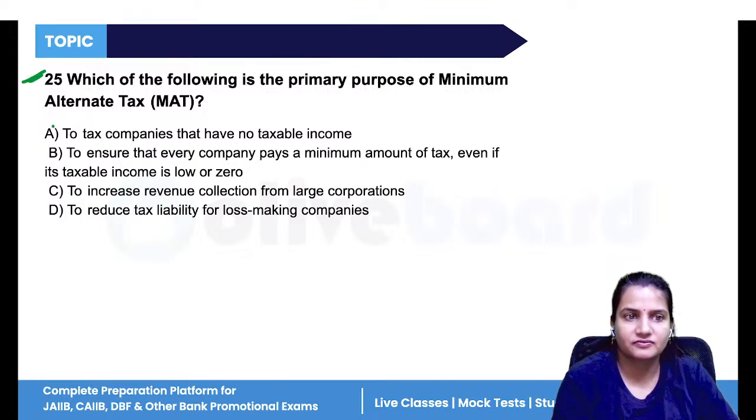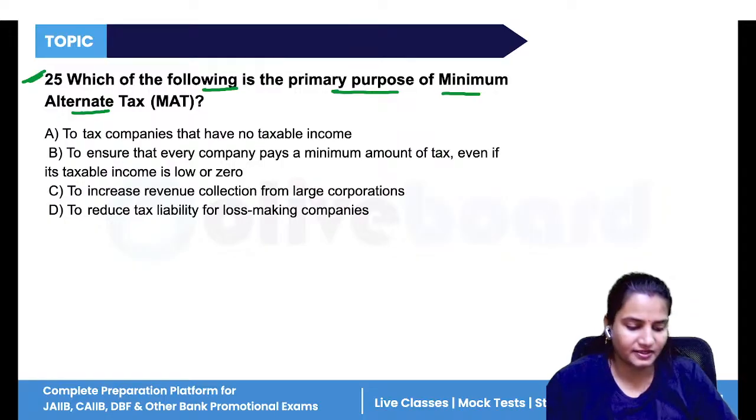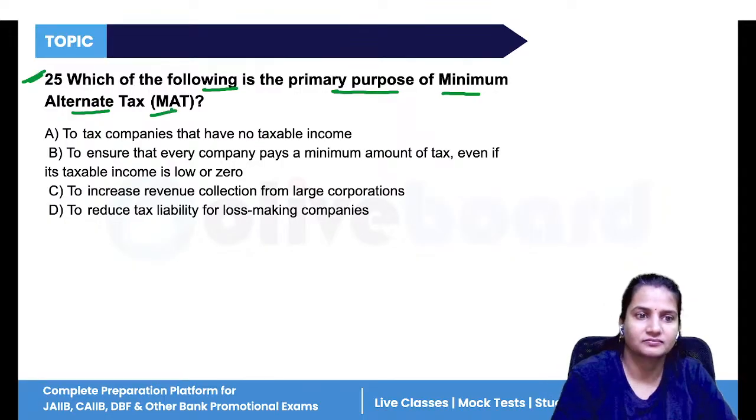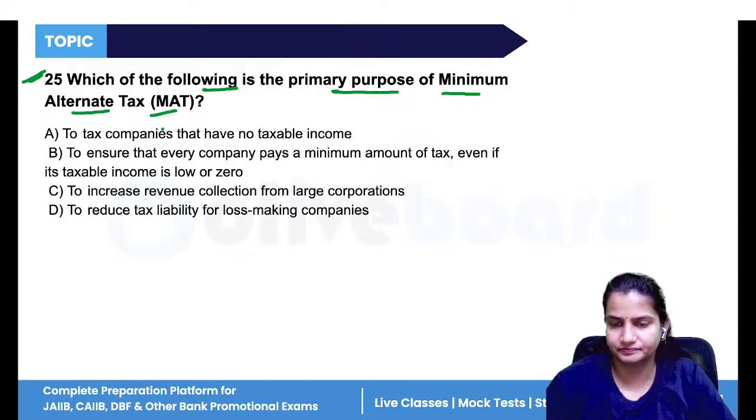Now, question number 25. Which of the following is the primary purpose of minimum alternate tax? The last question of today's session. So what is MAT, minimum alternate tax?